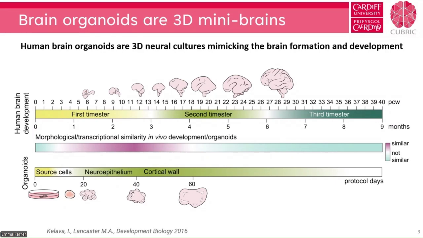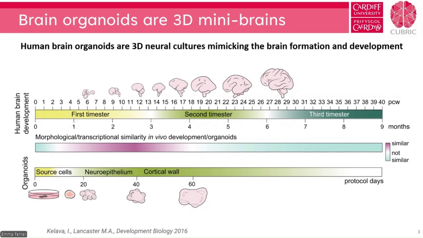Here you see a scale going from not similar to similar, taken from this paper by Lancaster, who is one of the first pioneers designing the protocol of brain organoids. You can see that they represent up to 9 months, with particular focus between the first and the second trimester of the pregnancy. But how long do these brain organoids survive, and at which stage do they reach this? This is for you to understand, if you're planning to use organoids, the kind of time scale you need to look at.